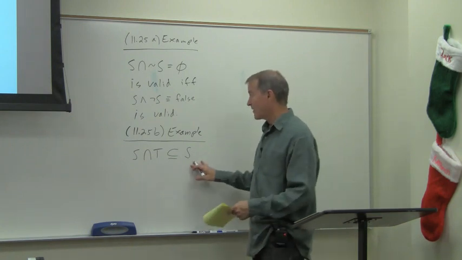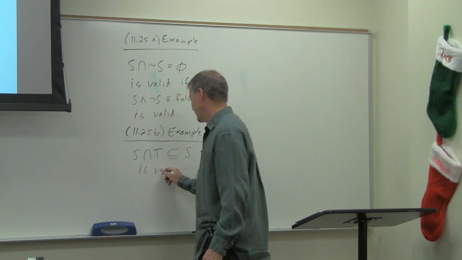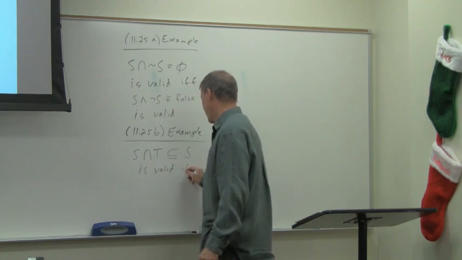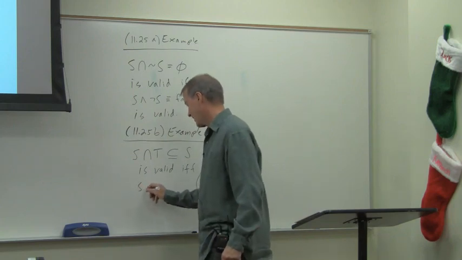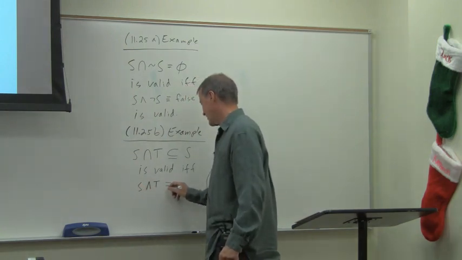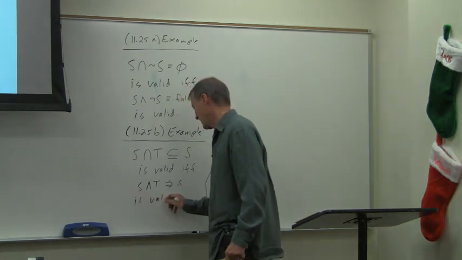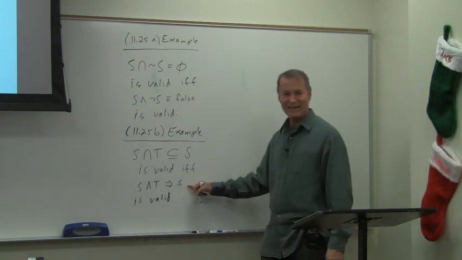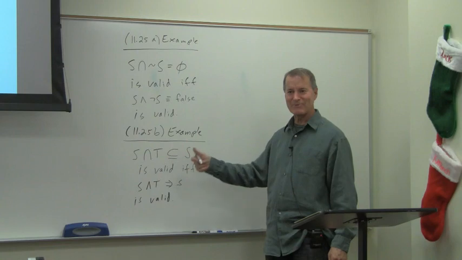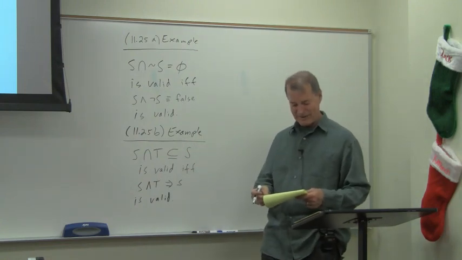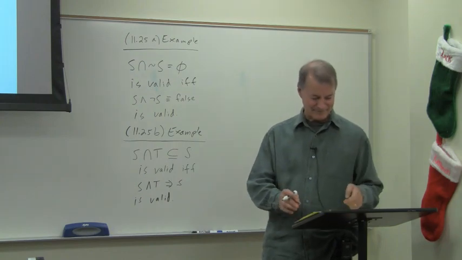But what we're claiming is that this is valid if and only if what is valid? S and T implies S is valid. But this is strengthening. We know this already, so boom, now that proves this with the metatheorem. Are you with me? Is that slick or is that slick?